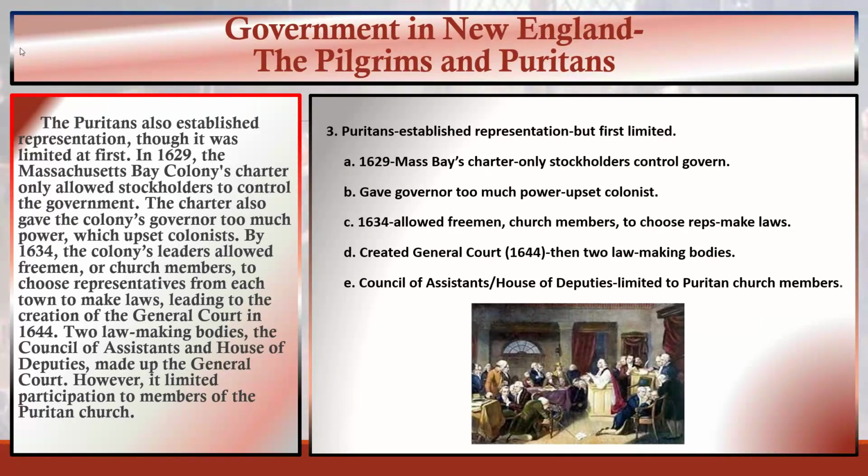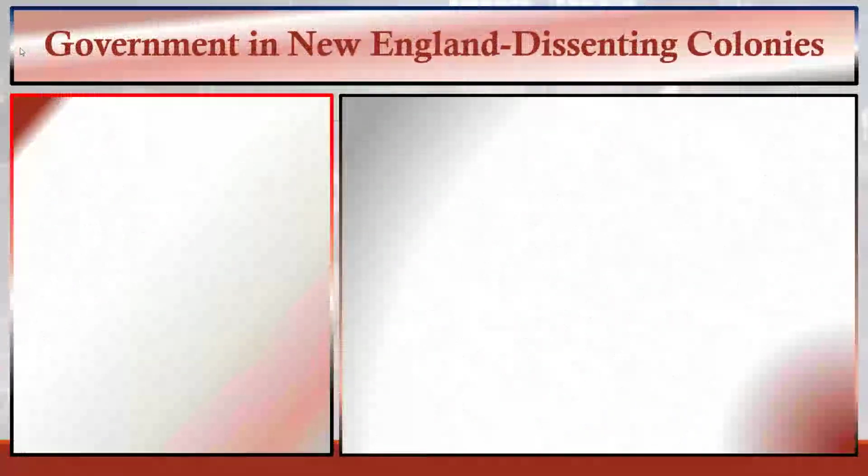So, hey, we're good. We have three more paragraphs to go. Let's move on to those. And now we're going to take a look at government in the New England dissenting colonies. Now, we did talk about this a little, so there's going to be a lot of making connections here. And we'll jump right into it. So this is D, government in the New England dissenting colonies.